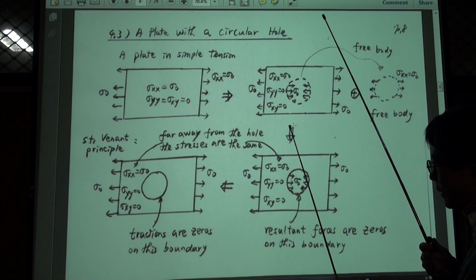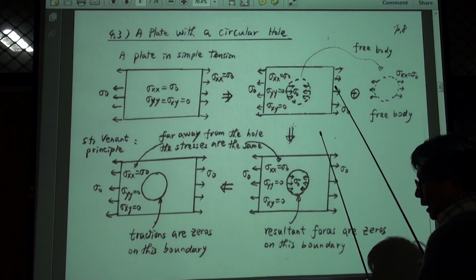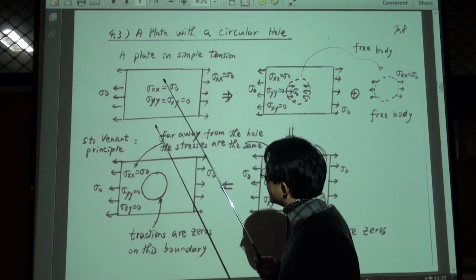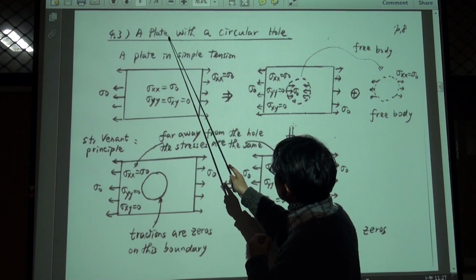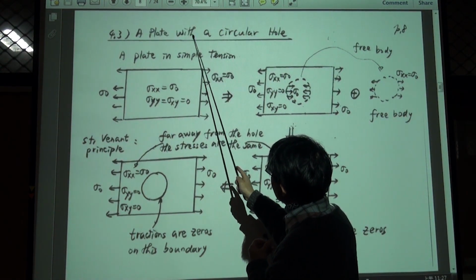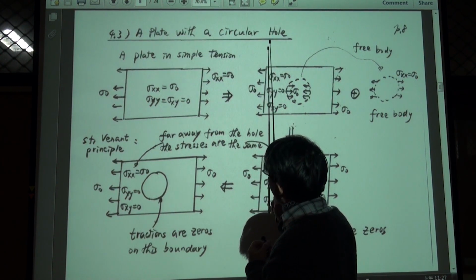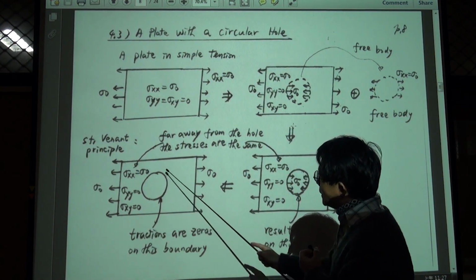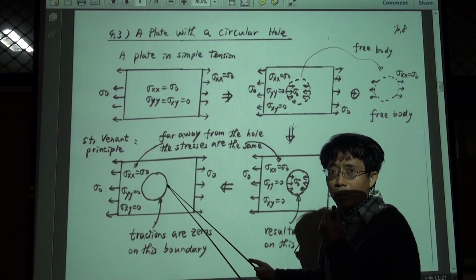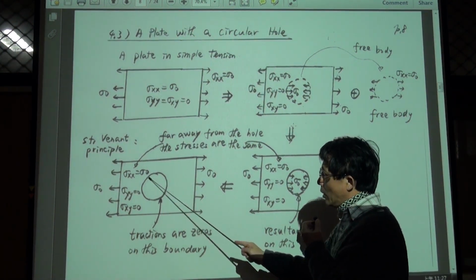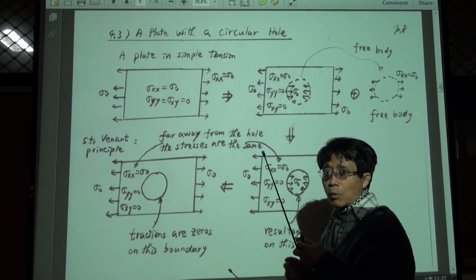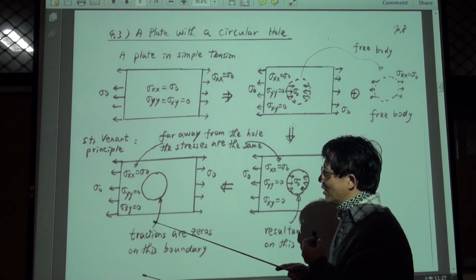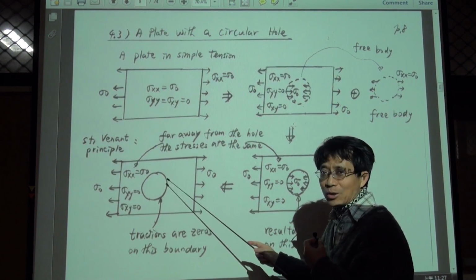In this section, we deal with a problem of a plate. This plate has a circular hole located inside the plate. See, this is the problem we want to deal with. Actually, the hole is not that big. It is a small hole, but at this stage, we just emphasize that it has a hole, so we draw it very big.